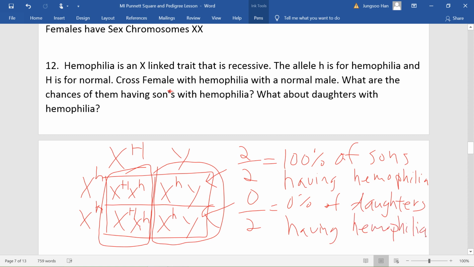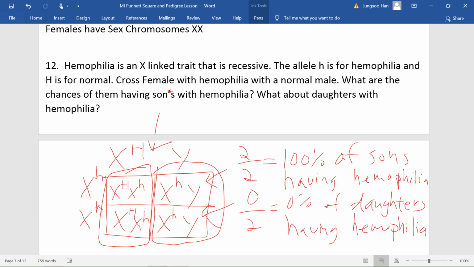Okay. If you analyze this a little bit further, the reason why it's like this is because the father, who's up here, right? The father's X big H Y. The father does not give any of his X chromosomes and whatever's on that X chromosome to the sons. The father gives the Y chromosome only to the sons. Okay, the sons get the X chromosome from their mother.